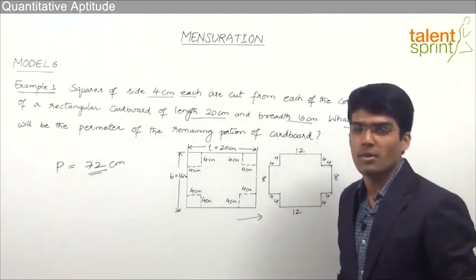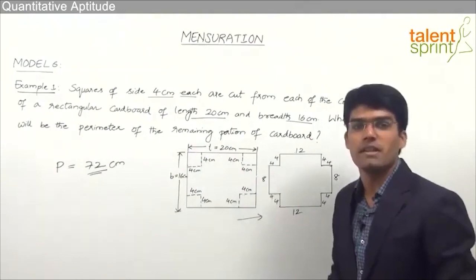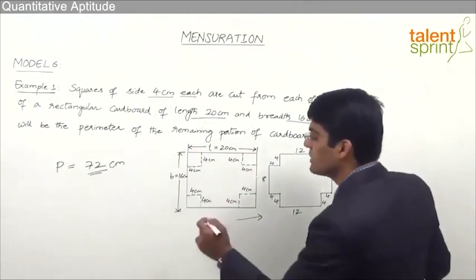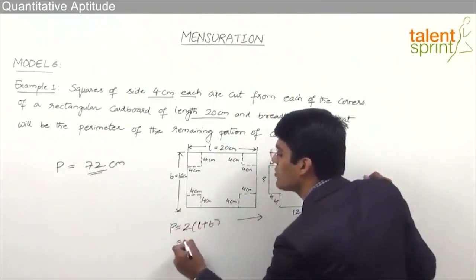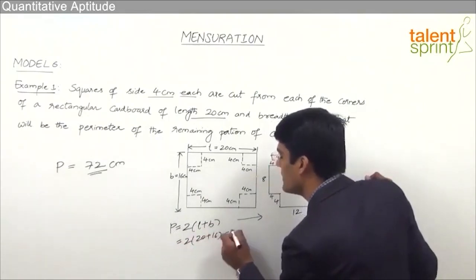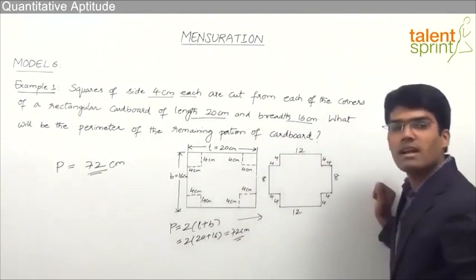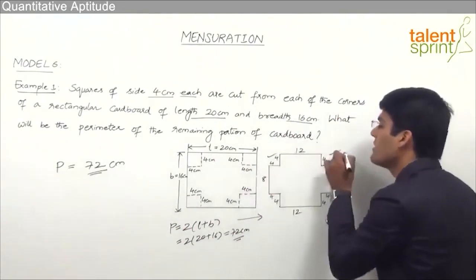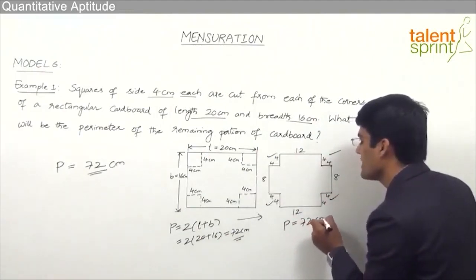But friends, if you observe, the perimeter of the actual rectangle also is 72 centimeters. Because length is 20 and breadth is 16, we know that perimeter of a rectangle is 2 times (L plus B). So 2 into (20 plus 16), that is 36 into 2, will give us 72 centimeters. So you find that the original rectangular cardboard perimeter is 72 centimeters. After cutting 4 squares from each of the corners, the perimeter again remains 72 centimeters itself.